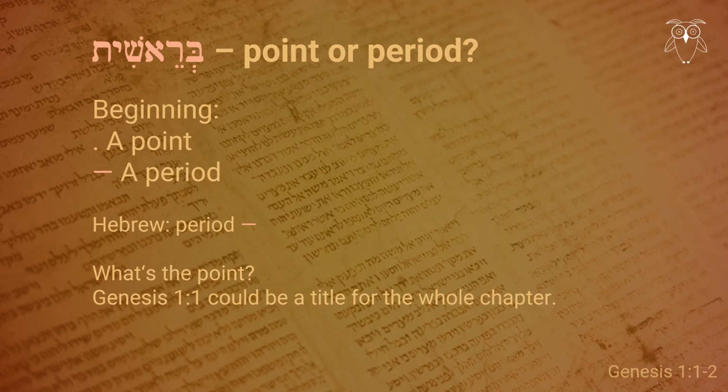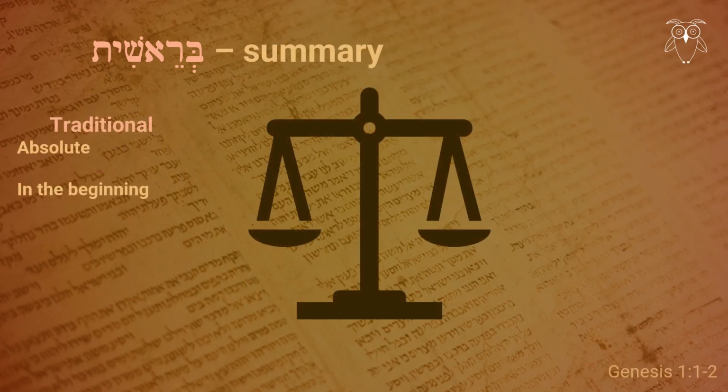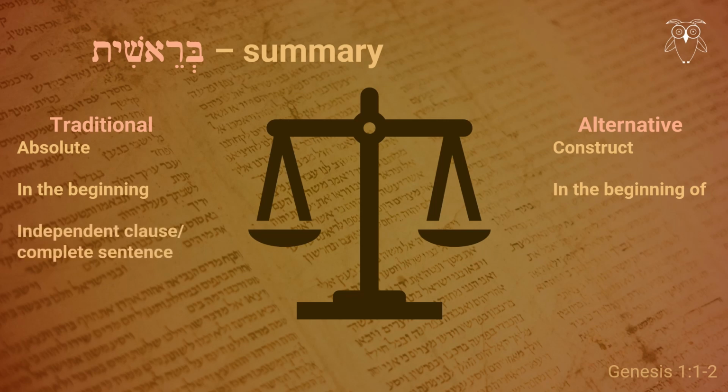However, the pros and cons of that interpretation will be discussed in more detail in a future video. In summary, there are 2 ways of understanding the first word and how it relates to the rest of the sentence. It is either "in the beginning" or "in the beginning of." The former being the traditional understanding in which Genesis 1 verse 1 is an independent clause or a complete sentence. The second one will turn Genesis 1 verse 1 into a dependent clause describing a time period in which what follows takes place.